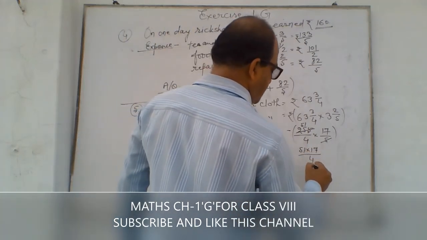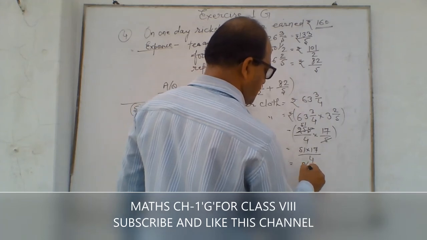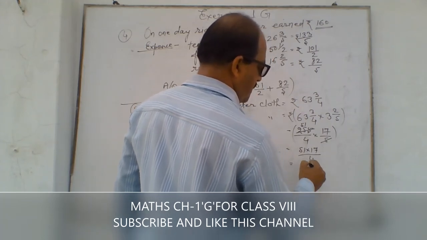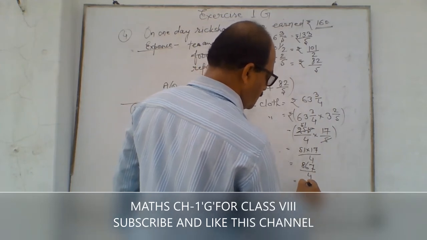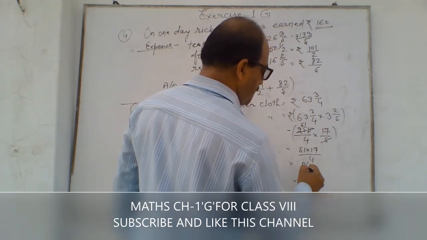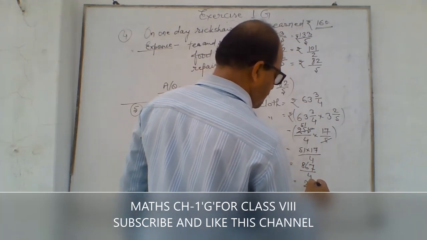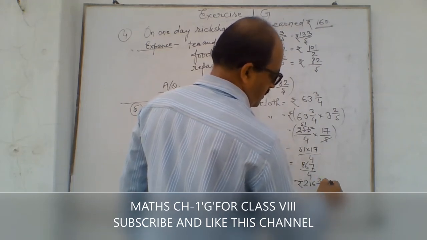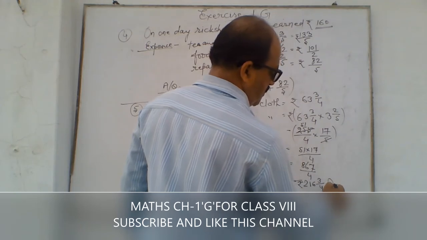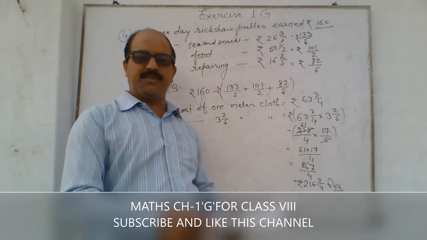17 ones are 17, and 17 fives are 85, so 867 by 4. Divide it. 4 twos are 8, 4 ones are 4, and 27, 4 sixes are 24, remainder 3, so 3 by 4 rupees. This one is the answer of it. 216 whole 3 by 4 rupees.